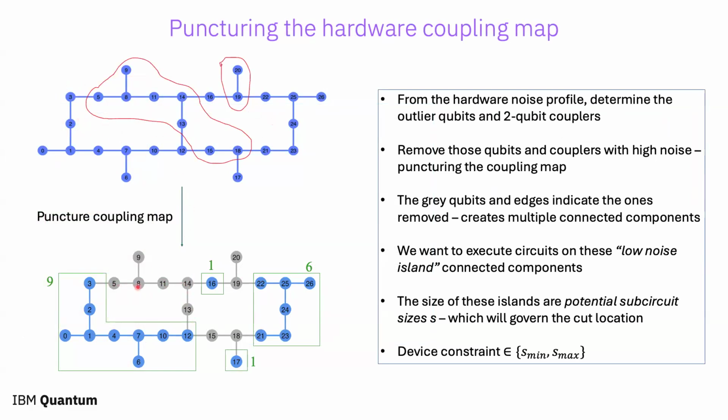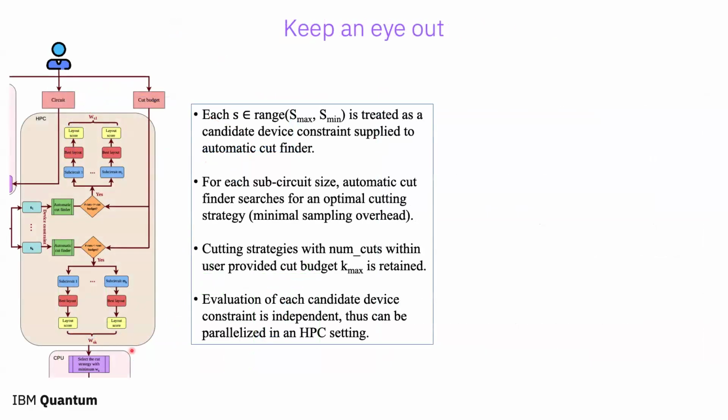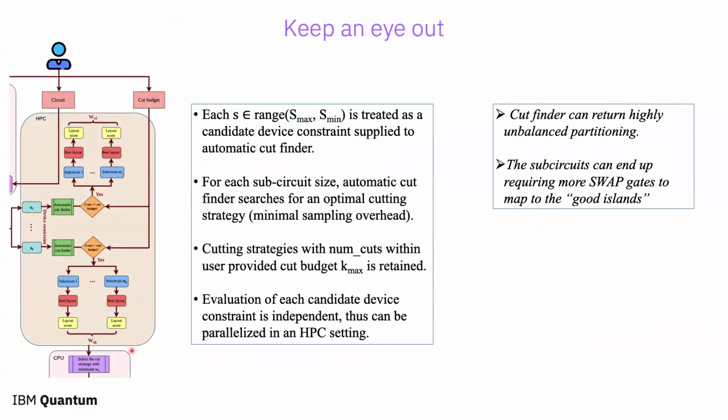But when I remove some of the qubits and edges, it's possible that the mapping is no longer so good, and the subcircuits require way more swap gates just to do the mapping in this part of the hardware, because I am removing some part of the hardware from your availability. So we need to take care of these two things.